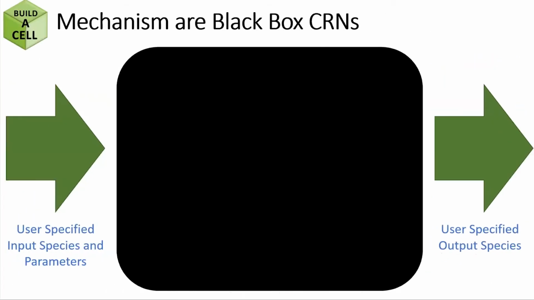However, mechanisms are not necessarily specific CRNs. They're really black boxes. A mechanism should take a user's input, some predefined species and parameters, and some output species and parameters, but exactly the CRN it produces can be thought of as a black box. And I'll illustrate that with transcription. Transcription in general should take a gene and produce a transcript. Otherwise, it's not transcription. But how that works is really up to the modeler and the context and how complicated you want your model to be and what simplifications you're willing to make.